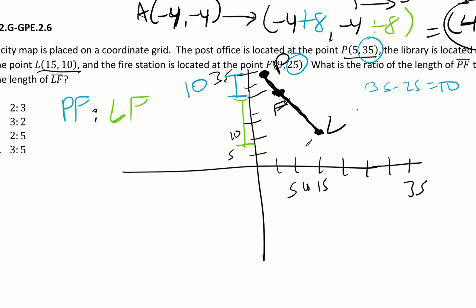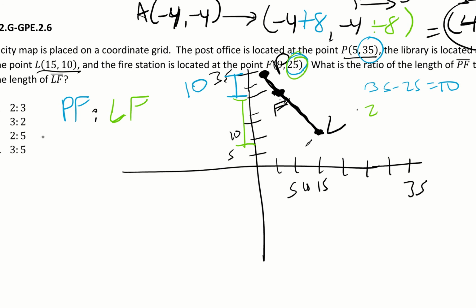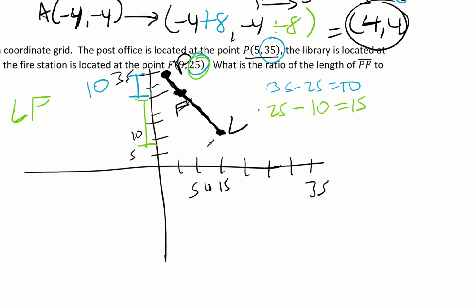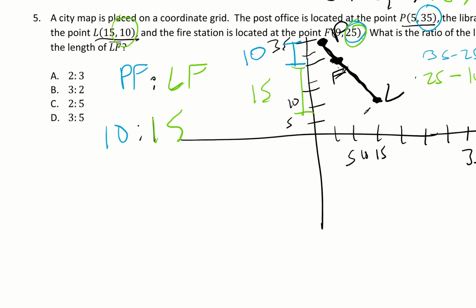Now for the green, from F to L. So the Y coordinate of F is 25. The Y coordinate of L is 10. So 25 minus 10 is 15. All right, so this is 15. So what's the ratio from 10 to 15? So that's my guy, 10 to 15. But then of course that doesn't match up to the answer, so I got to reduce it, right? So I can go ahead and divide 10 and 15 by 5. And then that will give me 2 and 3. So 2 to 3 ratio.